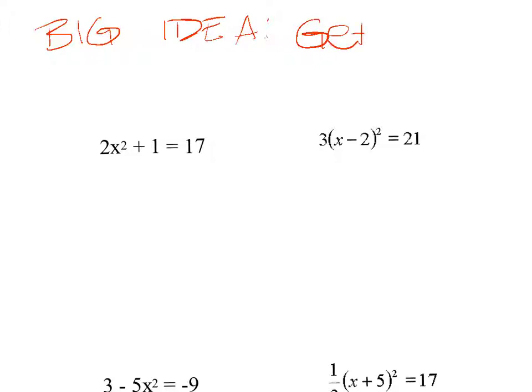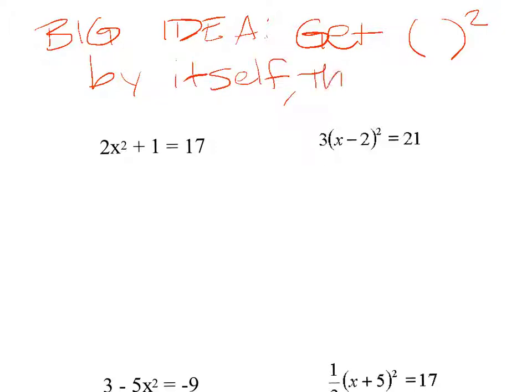Get the thing being squared by itself. Then square root. That's what I'm going to do. That's what I'm going to focus on. I'm getting what's being squared, whether it's just an x or it's a whole bubble. I'm getting what's being squared by itself, and then I'm going to square root.